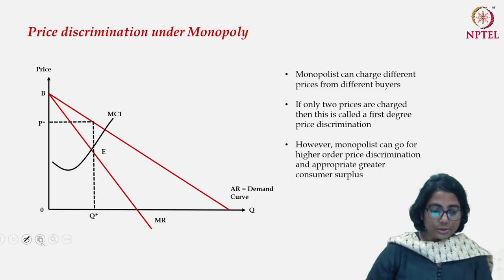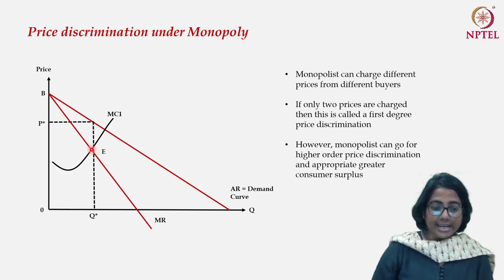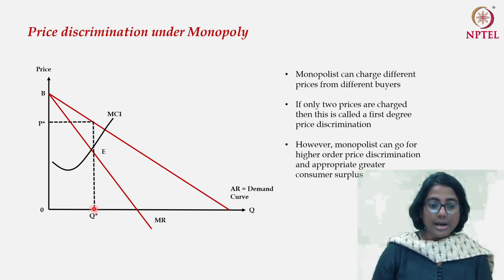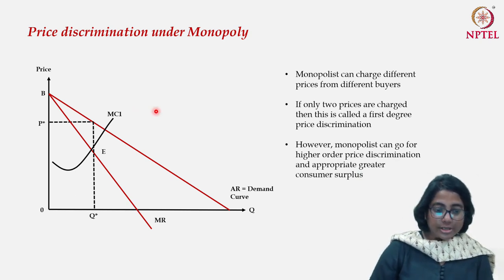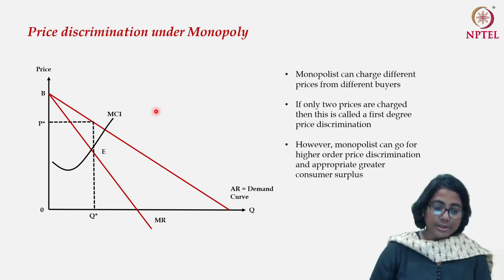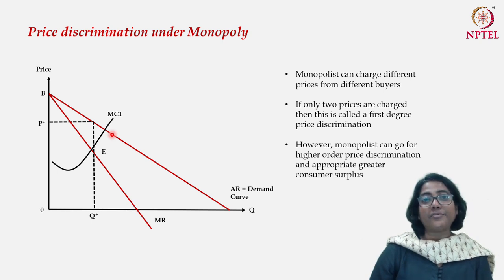What we show here is that the marginal cost intersects with the marginal revenue at point E. Therefore, the monopolist produces at Q star and the price charged is actually P star. Now, if this is the case, then what is happening? What the monopolist actually thinks, the calculation that goes on in the mind of the monopolist, we said that this demand curve, which is the average revenue curve, represents the highest amount of money that an individual is willing to pay for a specific quantity.